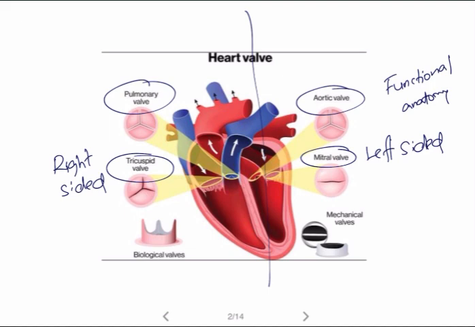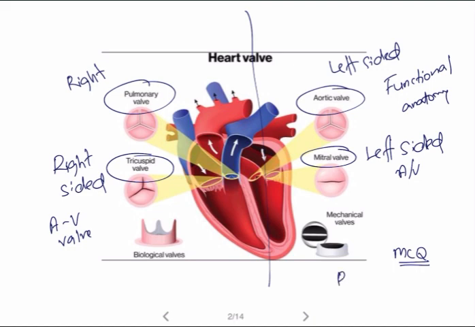These two are atrioventricular valves, AV valves, which means AV valves are those which are between atria and ventricle. And the other right-sided valve is the pulmonary valve. Again, the aortic valve is a left-sided valve. Why do we focus on right and left? Because MCQ questions used to be about right-sided or left-sided lesions. So right or left-sided lesions are usually the focus in questions.